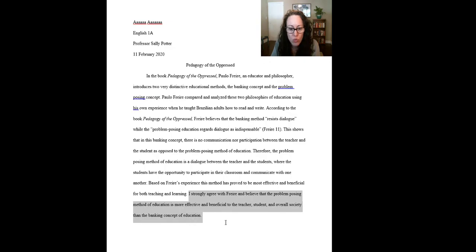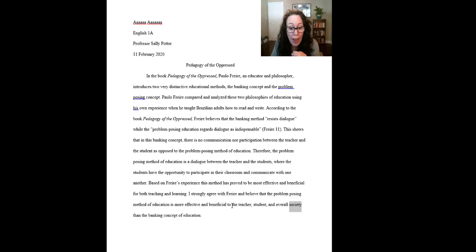This is a great thesis statement. It's pretty specific, although it doesn't mention how it's beneficial. It does say that it's going to be talking about how it's beneficial to the teacher, how it's beneficial to the student, and how it's beneficial to overall society. So that's what I would be looking for in the body paragraphs, and that's what she should have.